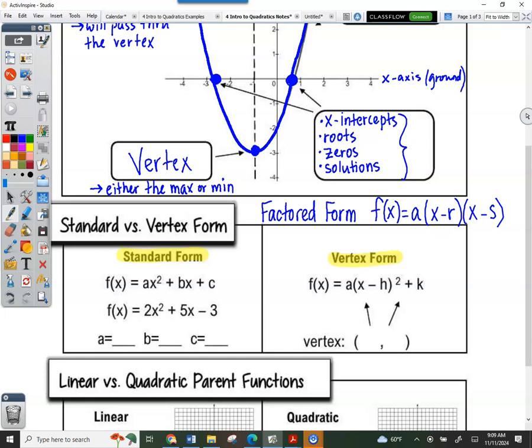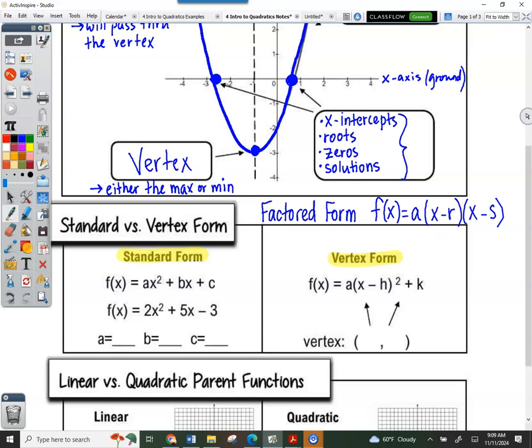The 2 most important ones are standard and vertex. Factored form should look familiar because you see the parentheses. You see the binomials. Do you see now why we just came off of last week's lessons? Factored form is more helpful when you're graphing it and being able to recognize the roots. But standard and vertex form are the ones that are used more often and broken down and dissected more, okay?